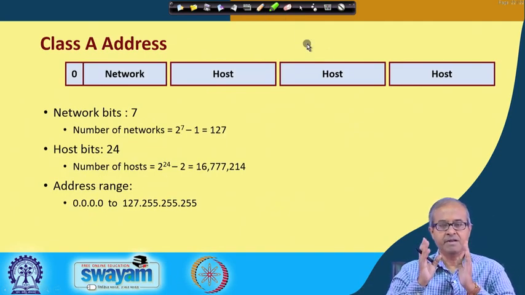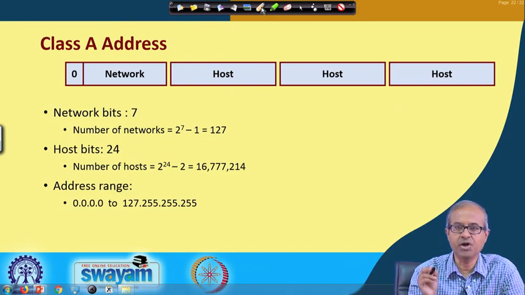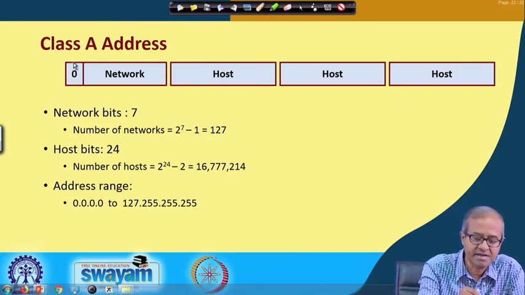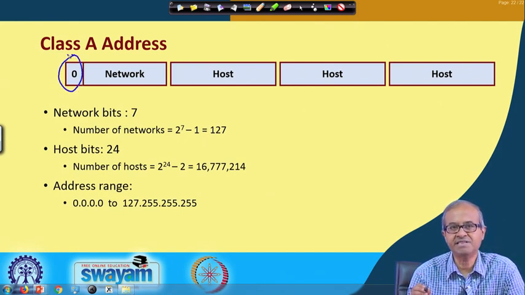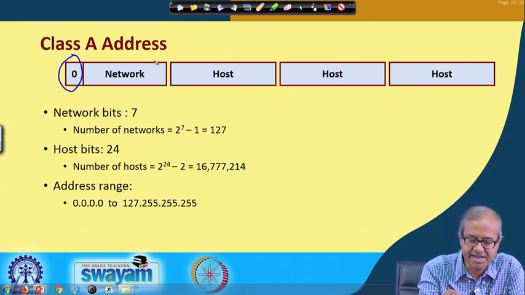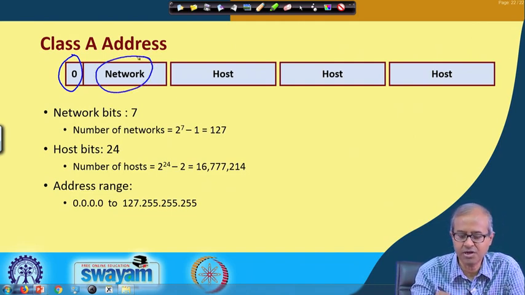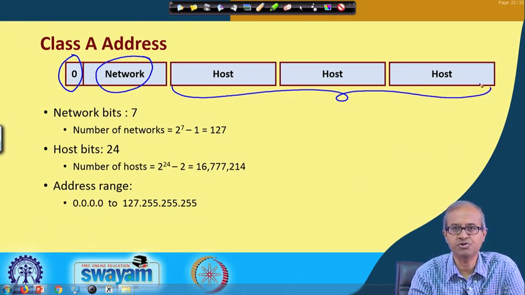Fine. Let us look at the class A address first. In a class A address, the way we identify that this is a class A address is that it must start with 0. Any address that starts with 0 is identified as a class A address. The next 7 bits identify the network, the last 24 bits identify the host within a network.